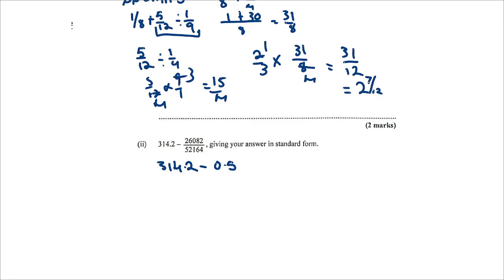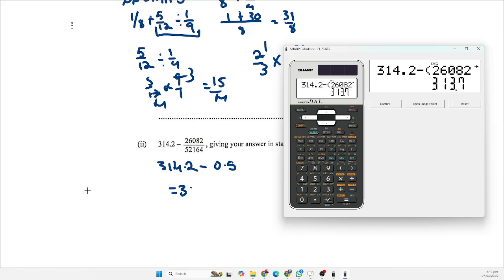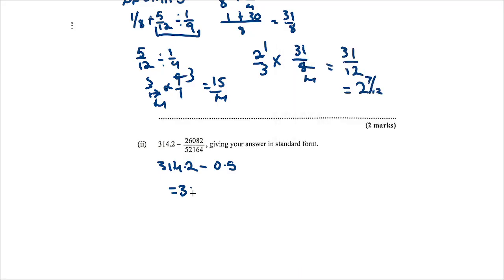This is equal to 313.7. Right? And now, that is not the answer. They said they want it in standard form.